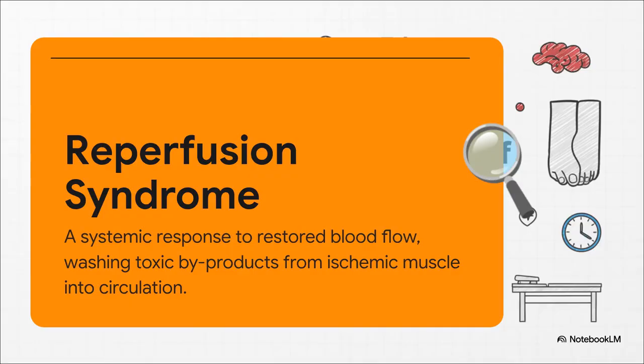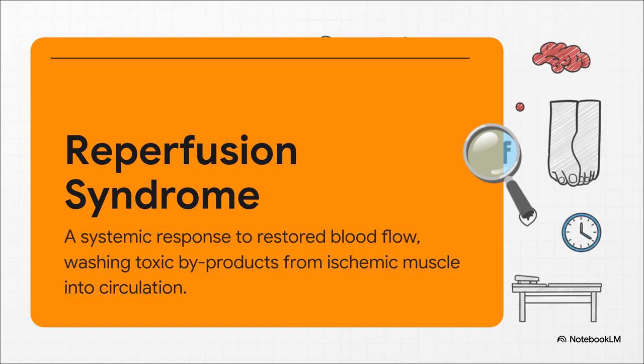The first big one is called reperfusion syndrome. The best way to think about it is like a toxic dam breaking. For hours, all these nasty byproducts, potassium, myoglobin, acid, have been building up in those dying muscle cells. The second you restore blood flow, whoosh, all of that toxic sludge gets washed out into the rest of the body. It can hit the heart, causing deadly arrhythmias, and slam the kidneys into acute failure.